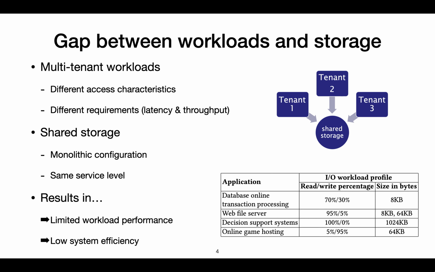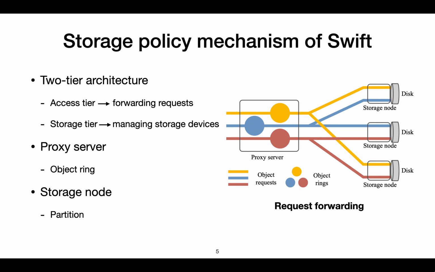high throughput. However, unfortunately, many existing cloud object storage systems use a monolithic configuration to serve different workloads, limiting their performance to the same service level. Therefore, the gap between the diverse workloads and the fixed storage leads to poor performance and low efficiency. Regarding the gap between the workloads and the storage, OpenStack Swift, as a mainstream cloud object storage system, has made its own efforts. Since the Juno version released in 2014, a storage policy mechanism has been developed.